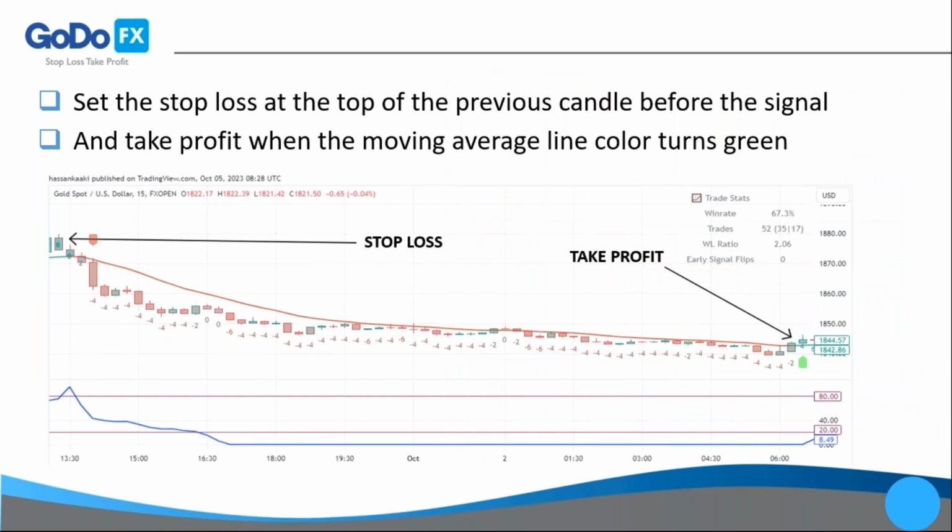Set the stop loss at the top of the previous candle closed before the signal, exactly as shown in the figure, and you can set the take profits the way you would like or exit the trade when the moving average color turns green.